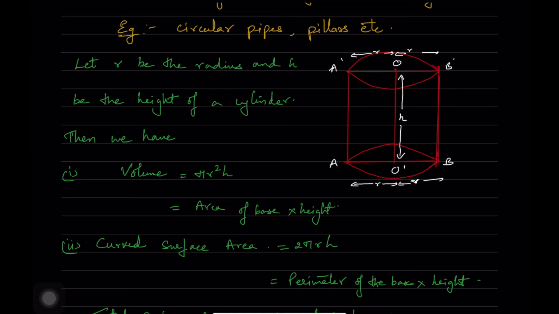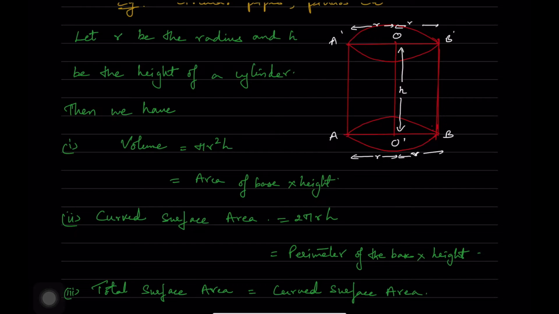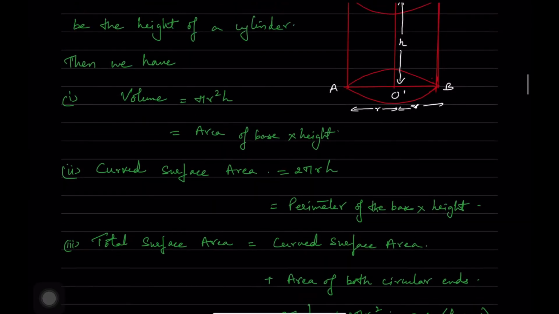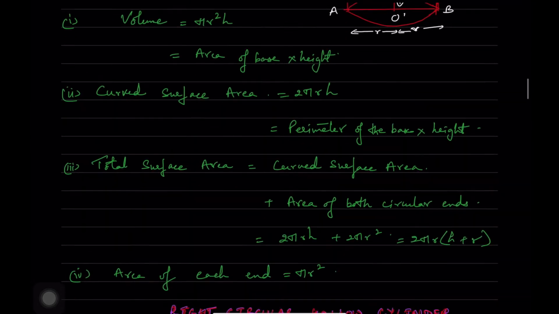Next, what is the curved surface area? Curved surface area is nothing but the perimeter of the base into the height. The base is a circle, so the perimeter of the base is 2 pi r, into the height, so that is 2 pi r H. Now total surface area is the area of the two circles, top and bottom, plus the curved surface area. So it is 2 pi r H plus 2 pi r square, which is equal to 2 pi r into H plus r. So this is the total surface area.